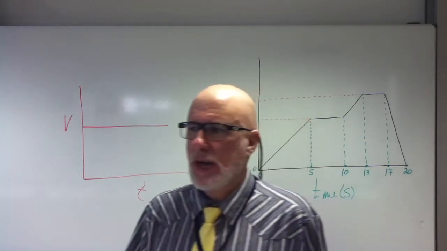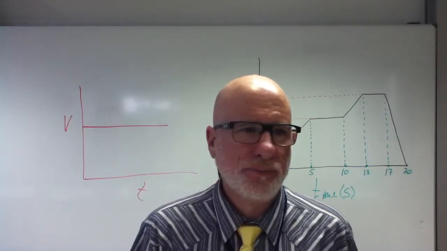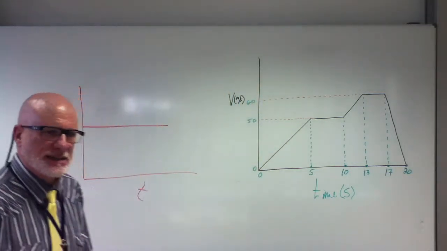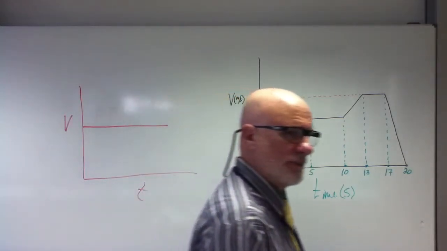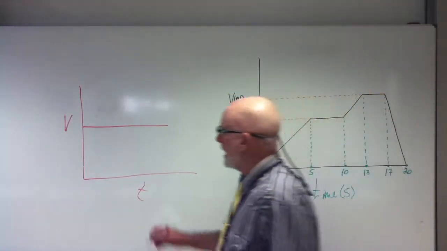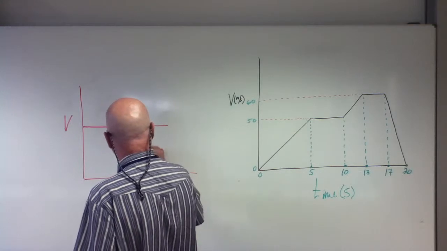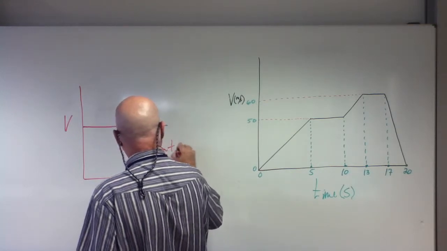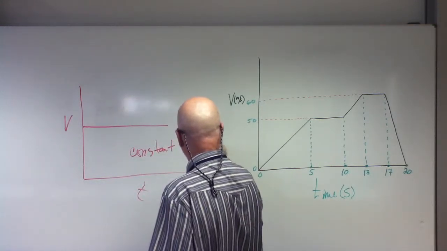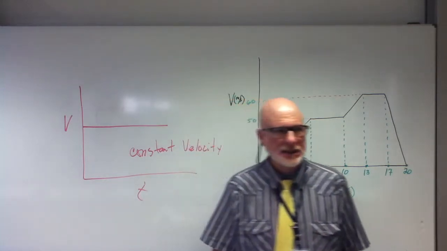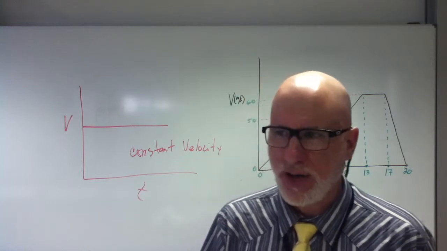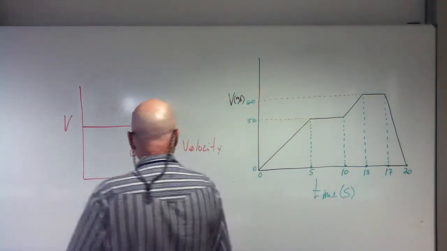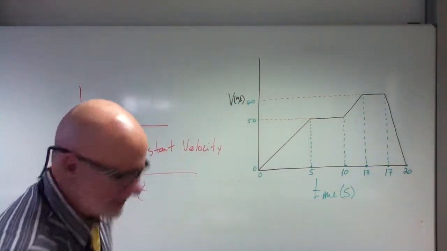So, describe a car that's going at that velocity. What's it doing? Going at the same speed. So it's going at the same speed, right? It's constant velocity, isn't it? Yes or no? Okay, all right.